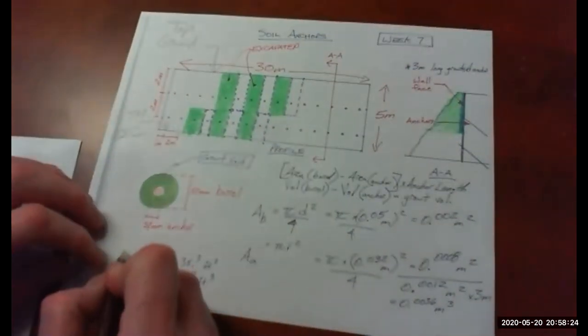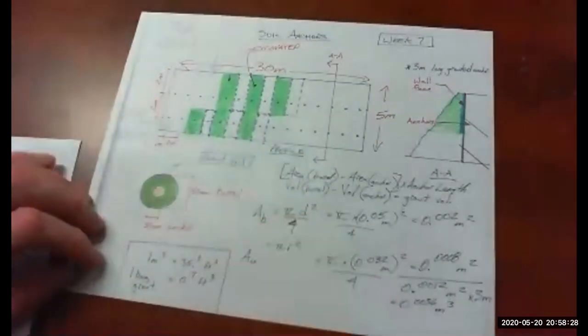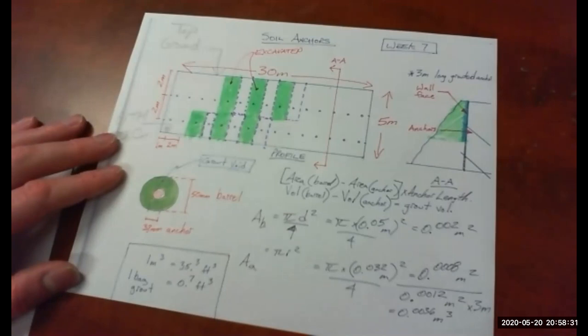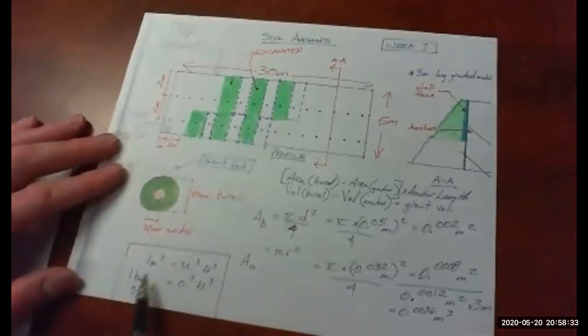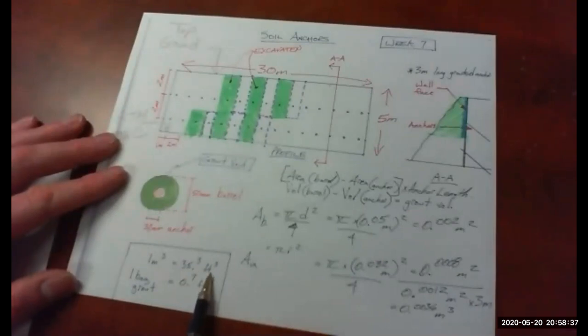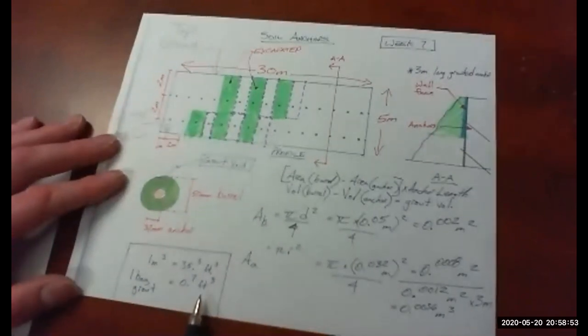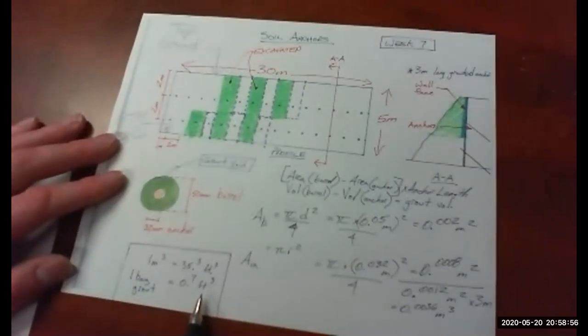Now I've got a little conversion here for this example. So 1 cubic meter is 35.3 cubic feet. The reason we're converting into cubic feet is our bags of grout. 1 bag is 0.7 cubic feet of grout. So we want to convert from cubic meters into cubic feet in order to determine how many bags of grout.